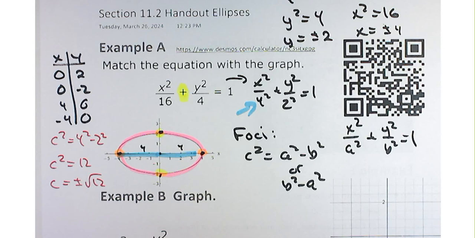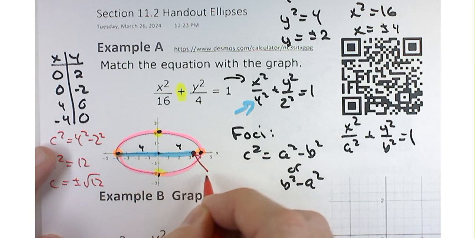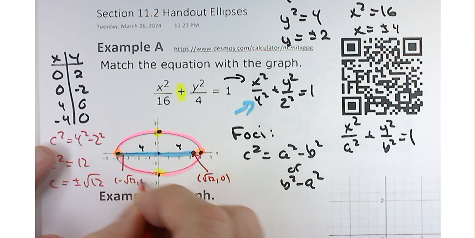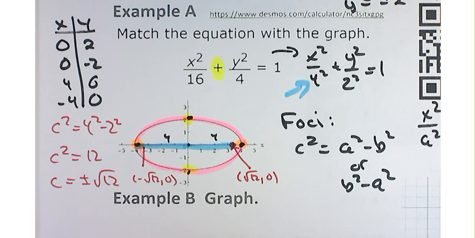Okay, great. So 3.464. Now I don't need all that accuracy. It's just going to be someplace out here. It's going to be at square root of 12, 0 and negative square root of 12, 0. Those are where the foci are for my ellipse.